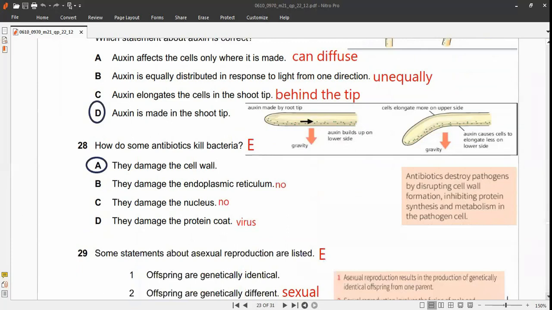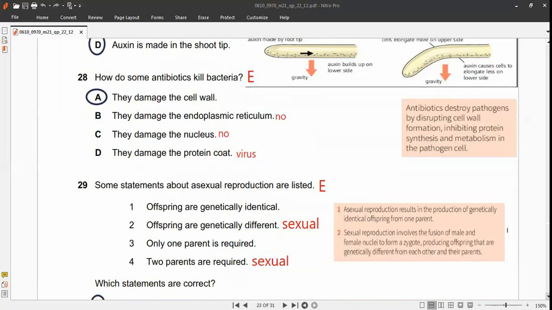How do some antibiotics kill bacteria? Antibiotics destroy pathogens by disrupting cell wall formation, inhibiting protein synthesis, and metabolism in the pathogen cell. So antibiotics kill bacteria, they damage the cell wall. Do they damage the endoplasmic reticulum? No. Damage the nucleus? No. Damage the protein coat is in the virus, not bacteria. So the correct answer is A, they damage the cell wall.